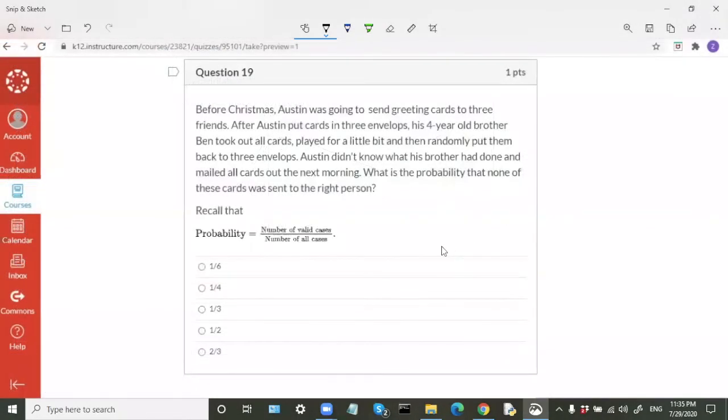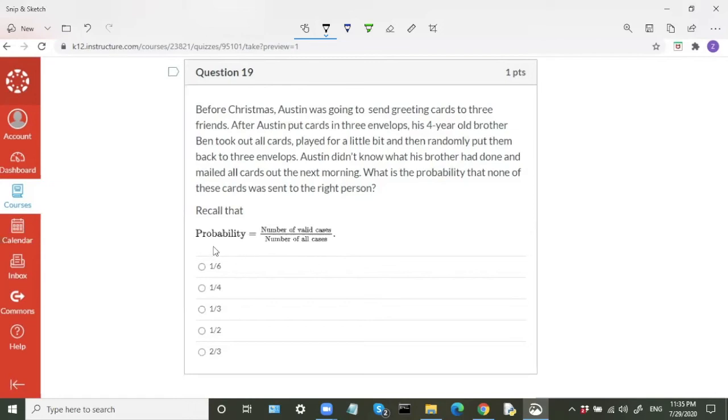Problem 19. Before Christmas, Austin was going to send greeting cards to 3 friends. After Austin put cards in 3 envelopes, his 4-year-old brother Ben took out all cards, played for a little bit, and then randomly put them back into 3 envelopes. Austin didn't know what his brother had done and mailed all cards out the next morning. What is the probability that none of these cards was sent to the right person?